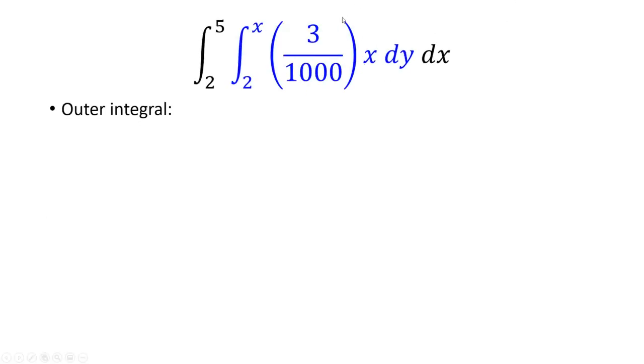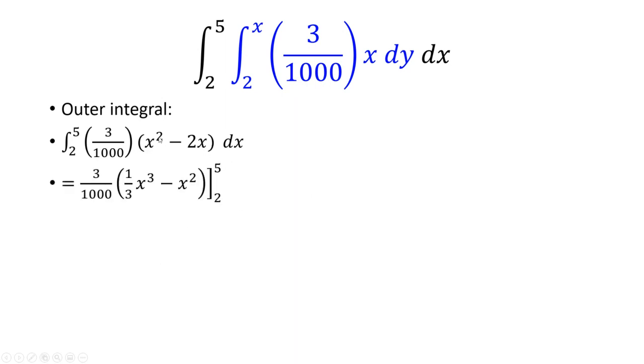All right, so we've solved this part in blue. We can now replace that with what we found for our inner integral. And now we can do the outer integral. So the antiderivative of x squared is 1/3 x cubed. The antiderivative of negative 2x is negative x squared. And we're evaluating at 2 and 5. So we end up with 0.054, which is the probability that I start the week with less than 5 gallons and use more than 2 gallons.